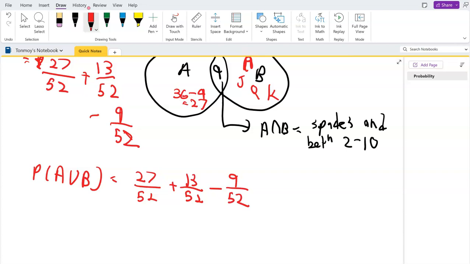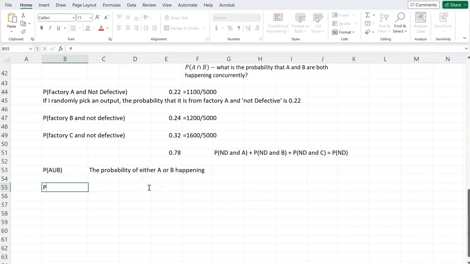And the reason we subtract the 9 is because we have some cards that are common in both these sides. So we need to subtract one of them, or subtract from one side, so that there is no overlapping and overcounting. If I were to find out this number, it would be 27 divided by 52 plus 13 divided by 52 minus 9 divided by 52, which would be 0.596, so around 0.6. So from here, we can then write probability of A or B. In our case, the formula would be probability of A plus the probability of B minus the probability of A and B.